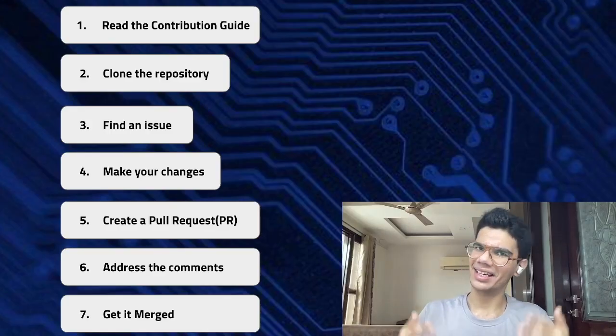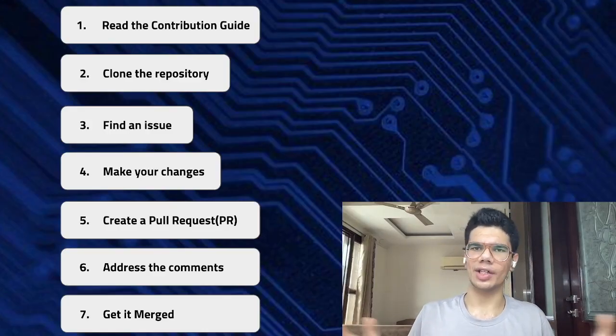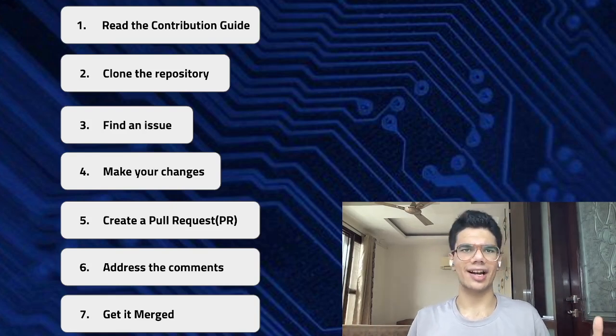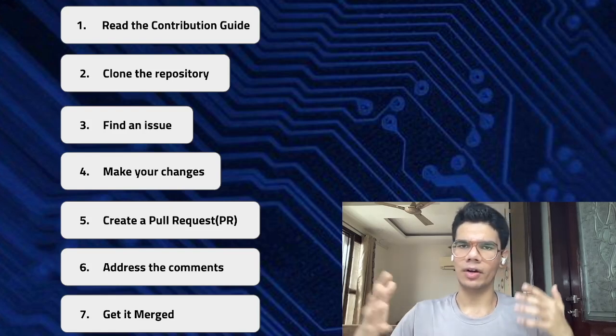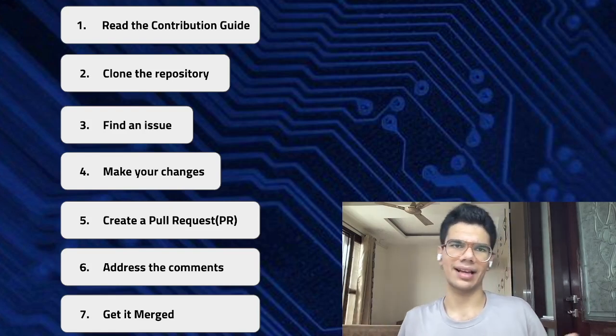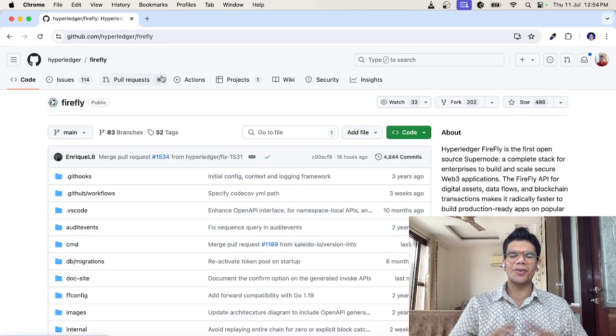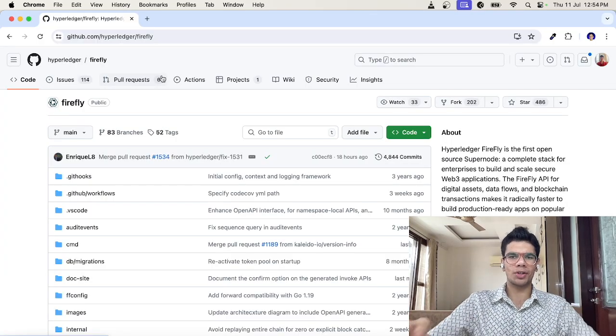Step 3. Find an issue. Look for issues that need attention. GitHub issues are a great place to start. Search for tags like good first issue or specific tags related to your preferred programming language or expertise like #JavaScript. So, as the next step says, find an issue you want to contribute to.